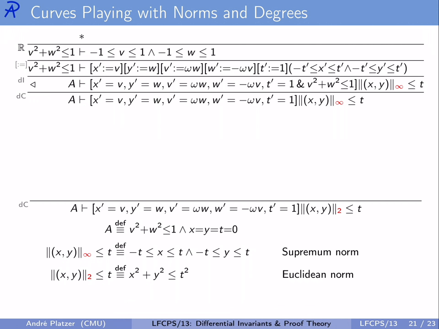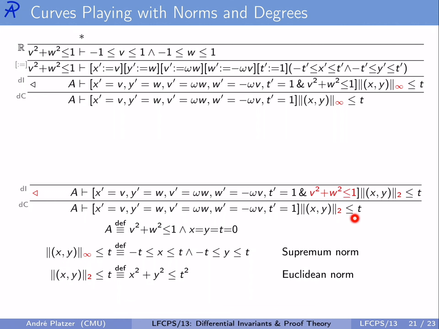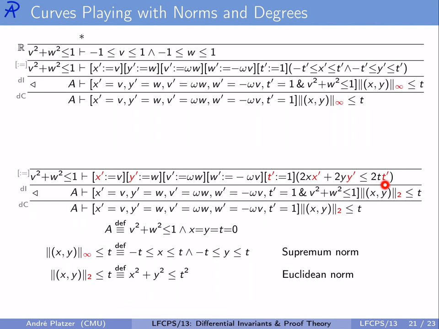Let's prove the same thing for the 2 norm, the Euclidean norm, that just says it's less or equal t if and only if x squared plus y squared is less or equal t squared. Prove that, again, by differential cut to prove that v squared plus w squared is at most 1. That proof is easily done. Then, to prove this by differential invariants, which gives us 2x x prime plus 2y y prime less or equal 2t t prime. Differentials mapped over that.